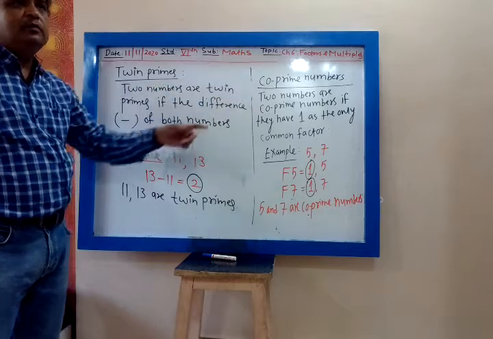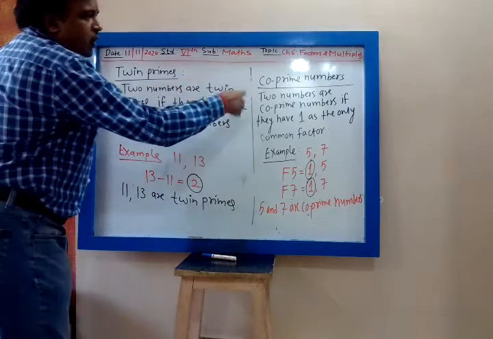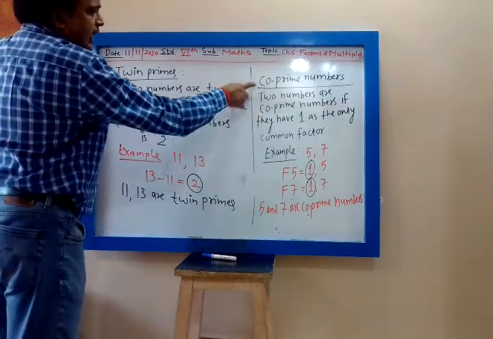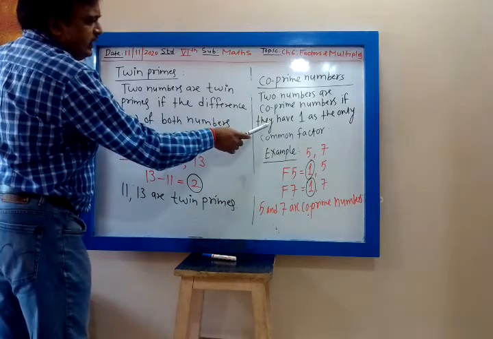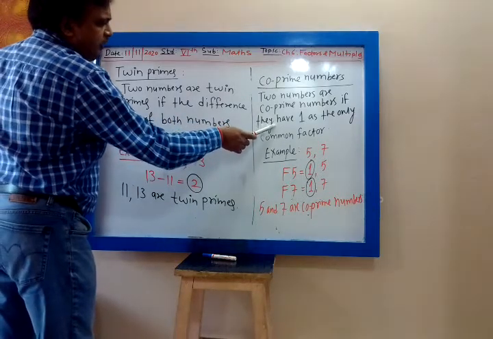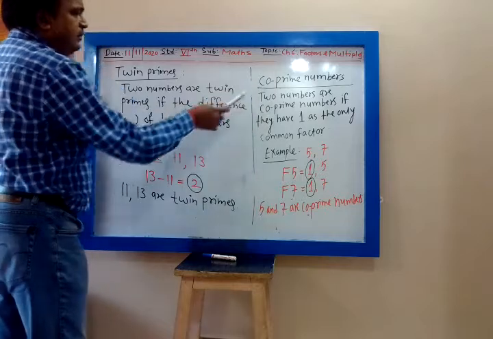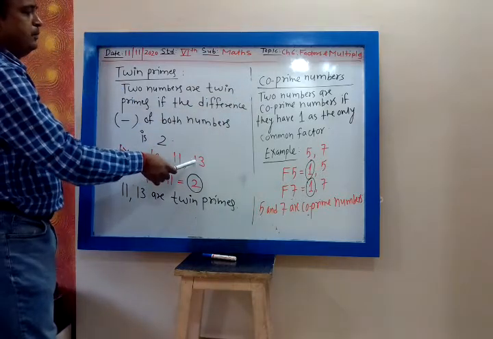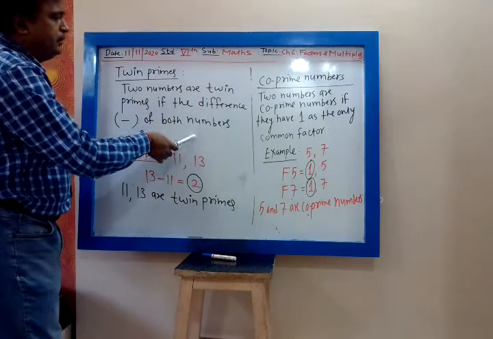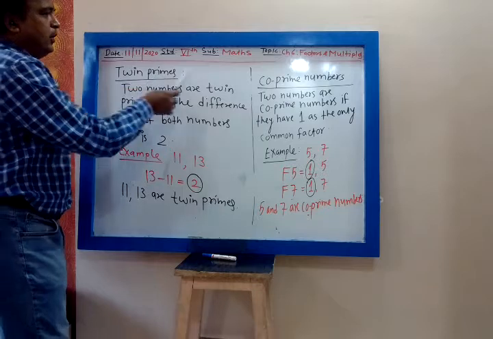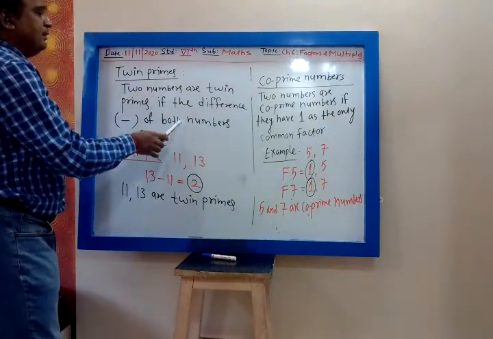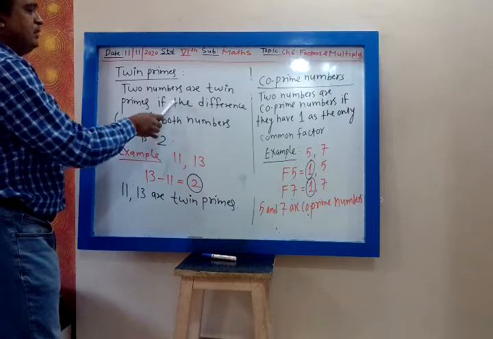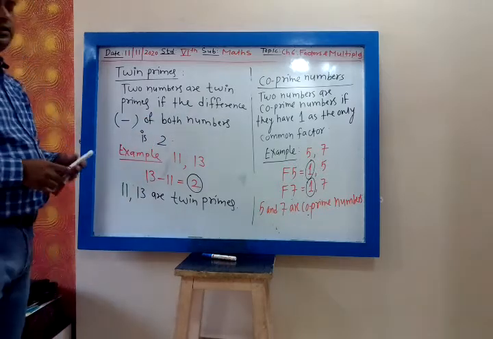And for co-prime we find the common factor. If the common factor is 1, they are co-prime. If the difference is 2, they are twin primes. For co-prime we find the common factor. For twin primes we find the difference. If the difference of both the numbers is 2, then they are twin primes.